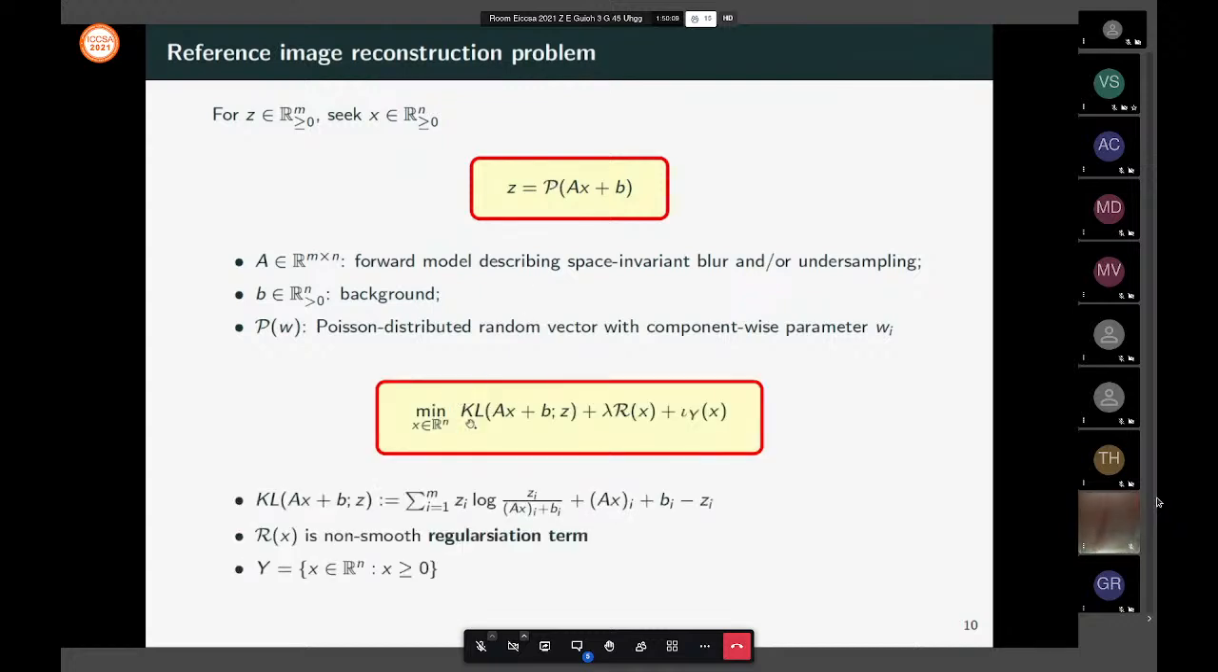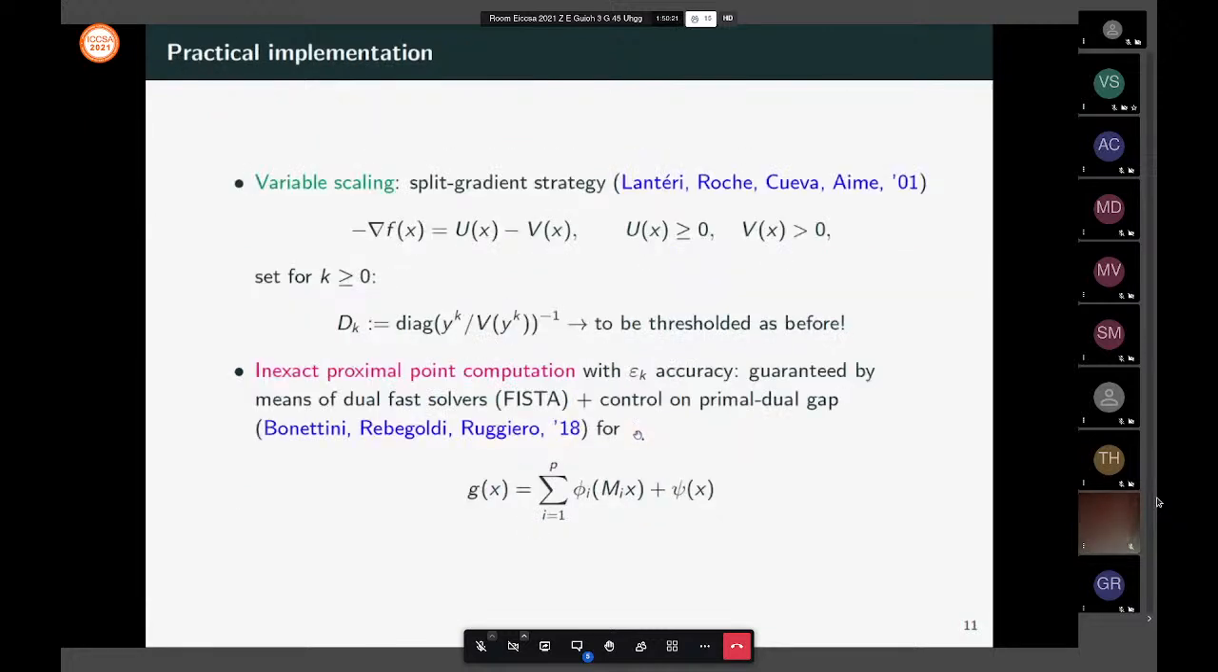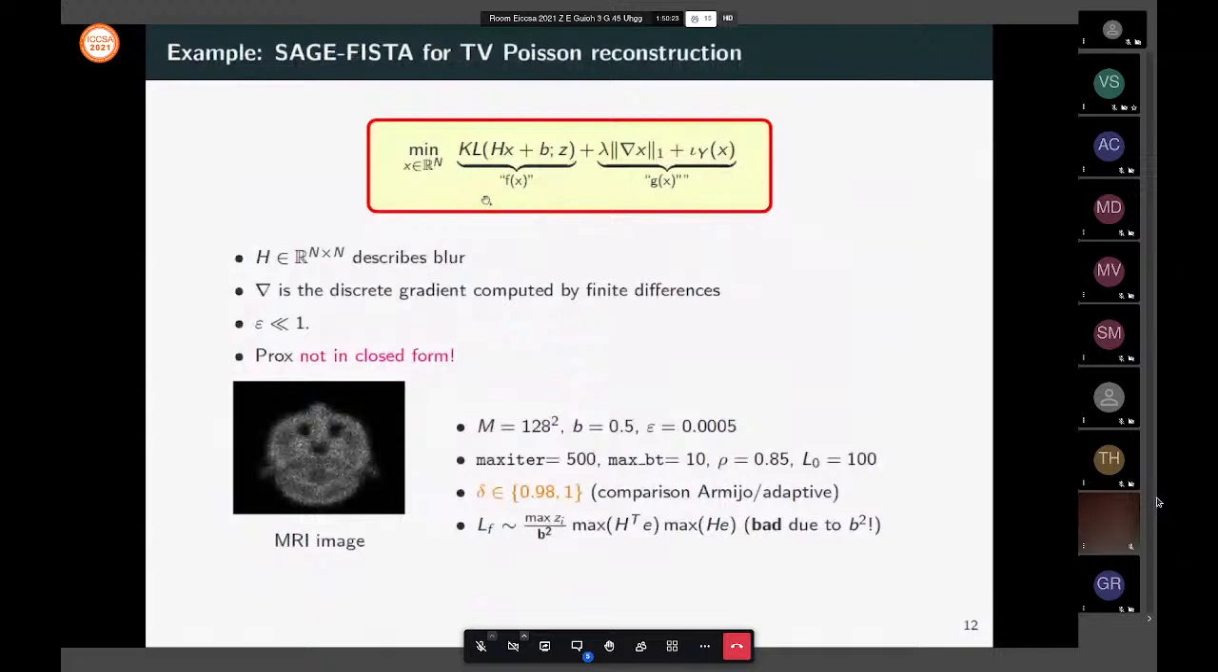As a data fidelity, the appropriate choice is the Kullback-Leibler divergence between AX plus B and the measurement Z. And we need to choose some sparsity promoting regularization term. What we decided to use is a discrete form of the total variation with a non-negativity constraint, so that the composite model that we deal with is the following. Here we have the smooth component, and here we have the non-smooth one.